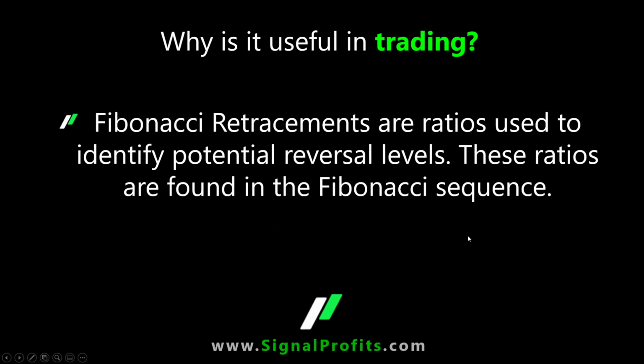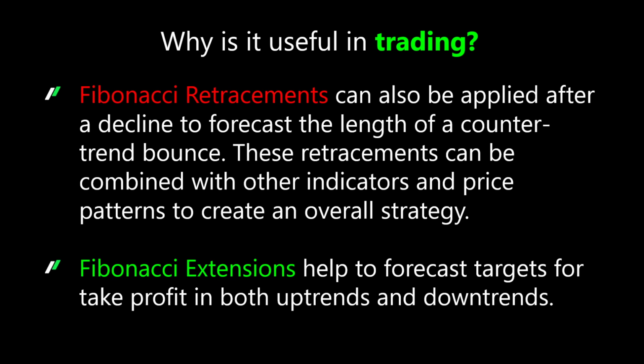So why is it useful in trading? Well, Fibonacci retracements are ratios used to identify potential reversal levels or potential pullback levels in uptrends. These ratios are found by mathematical formulas in the Fibonacci sequence. Retracements can be applied after a decline to forecast the length of a counter trend bounce, and they can be combined with other indicators and price patterns to create an overall strategy, which I'll cover during the Q&A.